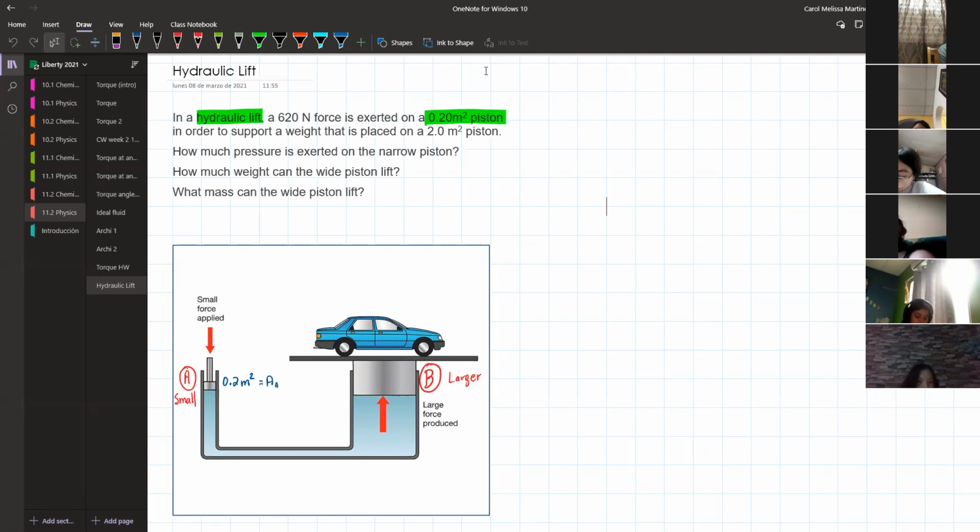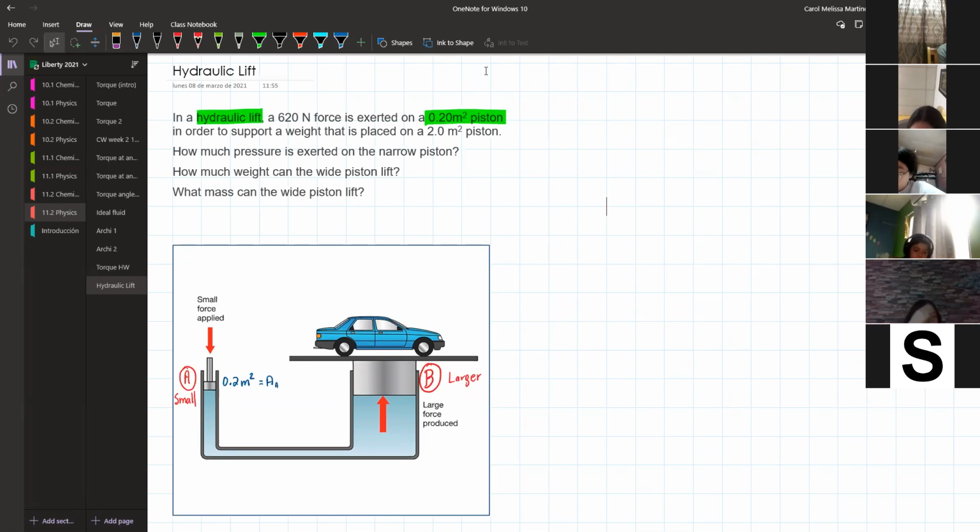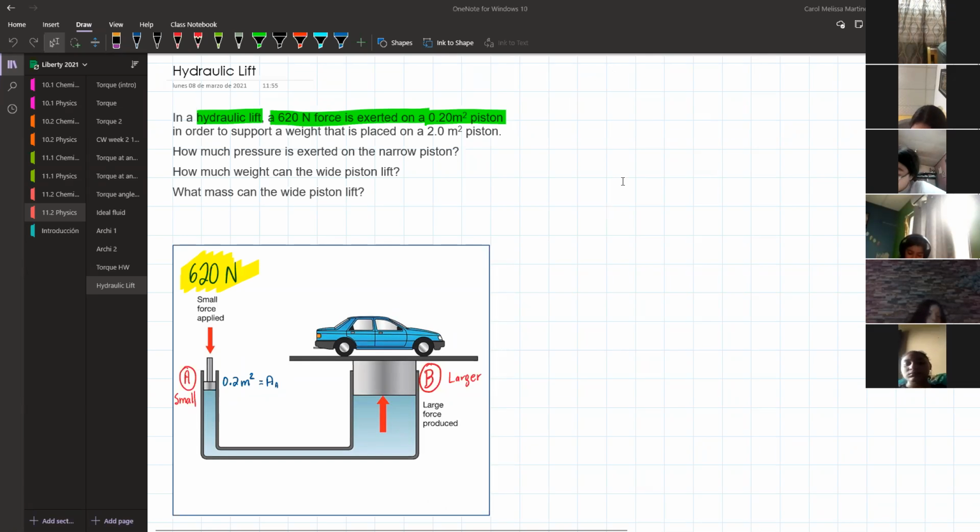Now, the force, where is the force being applied, in piston A or in piston B? In piston A. It says in our problem that it is exerted on that piston. So in the smaller piston, I will put the force of 620 newtons that the exercise is talking about. You can call it the force applied in A.